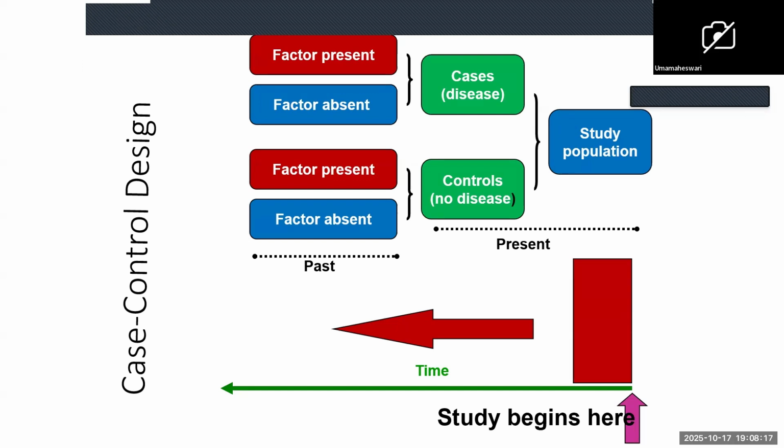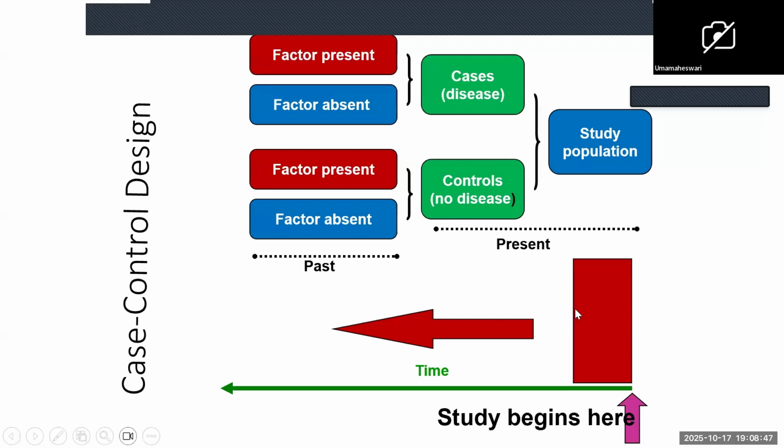As the name instructs, in case control design the person is already diseased. So you always begin with a group of patients with a disease, the cases, and controls. A patient with lung cancer, a patient without lung cancer, and you ask whether you smoked in the past or not, whether you have this risk factor or not. Thus, you classify. This is your case control study.